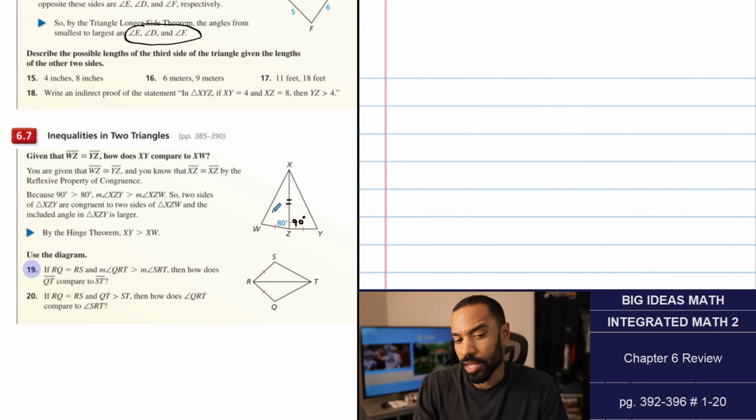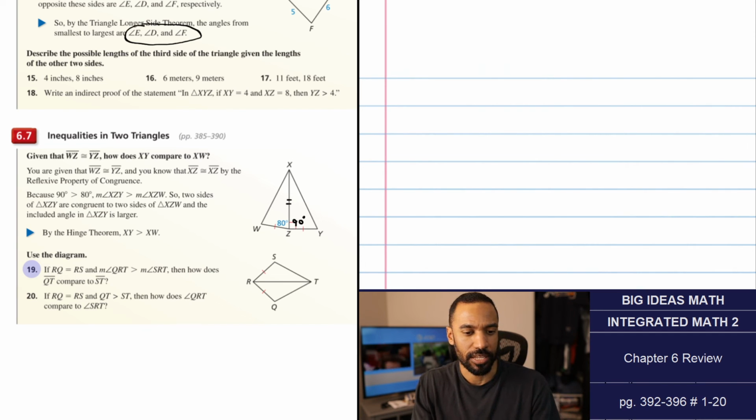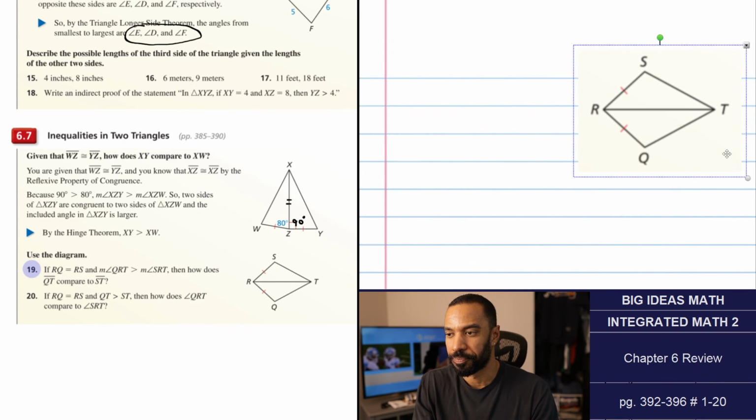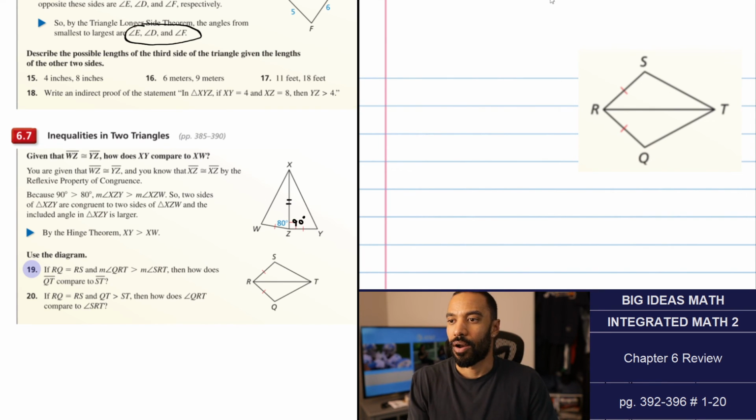There's also the converse of the hinge theorem, where you can work off longer sides and note how big or small an angle is. So we have a diagram right here for numbers 19 and 20. I'm going to go and copy, paste it over, see if I can point to it. And these are the last 2 questions we have on here. This isn't everything that we're doing, but it is the review. All right, number 19.